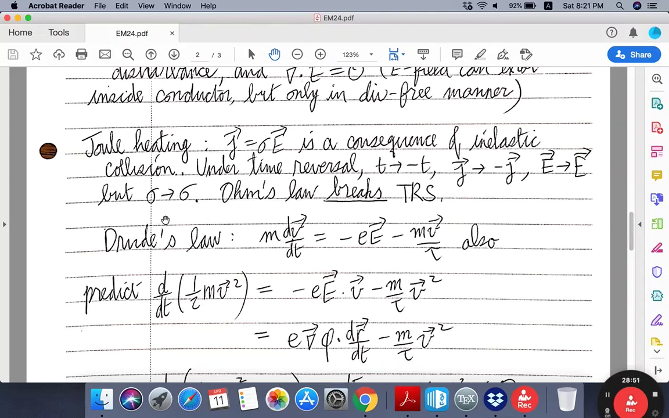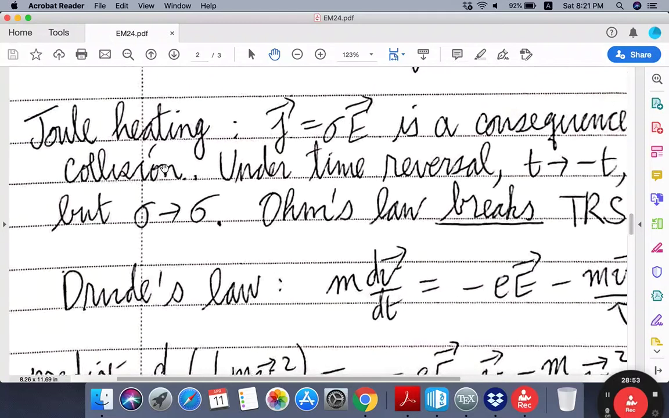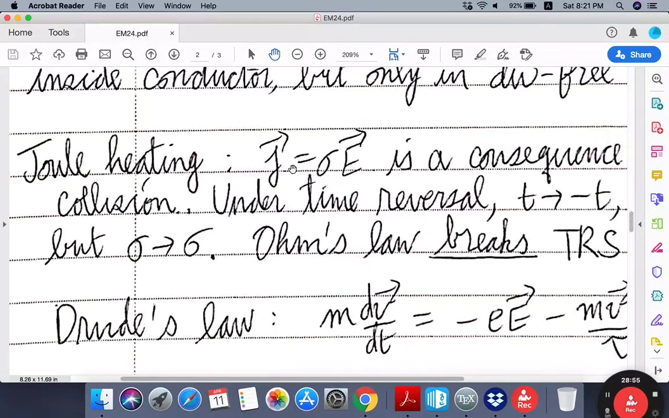Okay, so what does that mean? Well, under the time reversal operation, this expression on the left changes sign from J to minus J, but both of these expressions, the conductivity and the electric field, don't change the sign. Okay, so under the time reversal operation, these equations will look like J equal to minus sigma E.